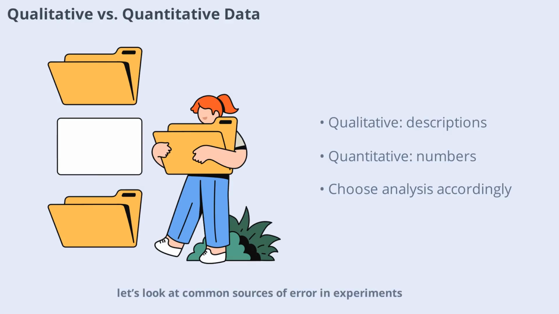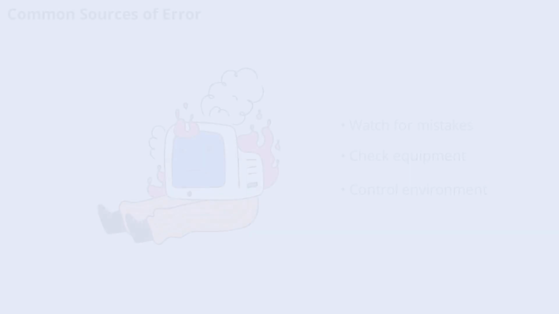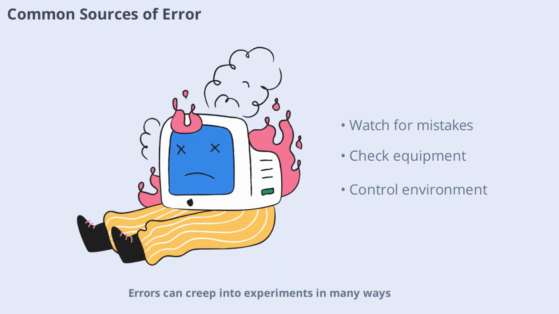Next, let's look at common sources of error in experiments. Errors can creep into experiments in many ways, from measurement mistakes to uncontrolled variables. Human error, equipment malfunction, and environmental changes can all affect your results. Being aware of potential errors helps you design better experiments and interpret your findings more accurately. Always double-check your methods and data to minimize mistakes.